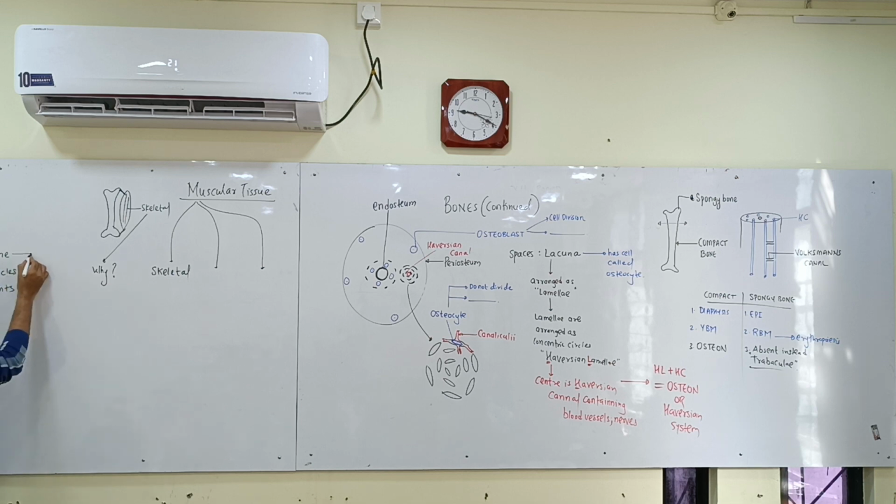Where the bone is called a lever, the muscle is called the effort, and the joint is called the fulcrum. These are the three terms from physics.